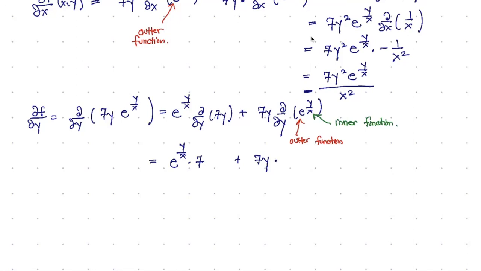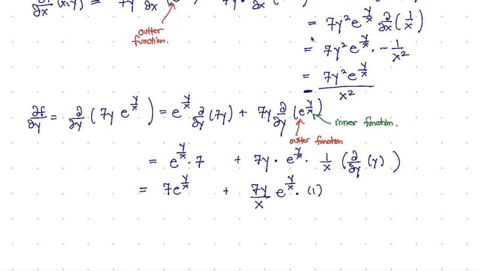So the derivative of the outer function is just simply going to be e to the y over x. The x is going to be treated as a constant, and so you would just be taking the derivative with respect to y of y itself. And our end result is going to be 7e to the y over x plus 7y all over x e to the y over x times 1, and you can finish that problem. The times 1 is of course not going to affect it.